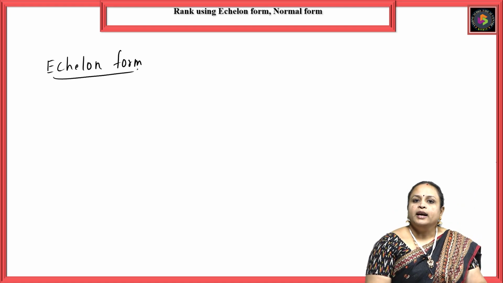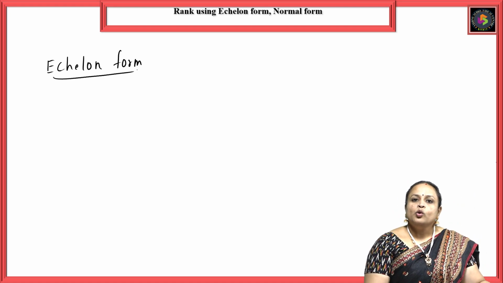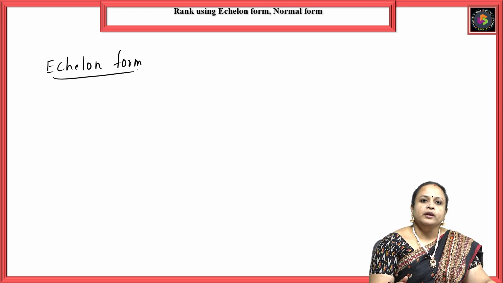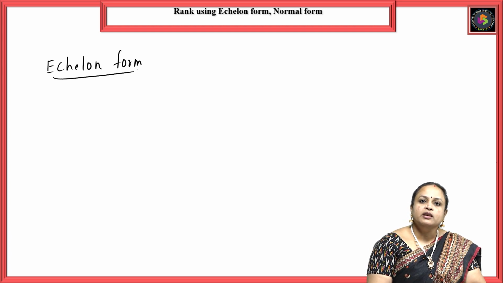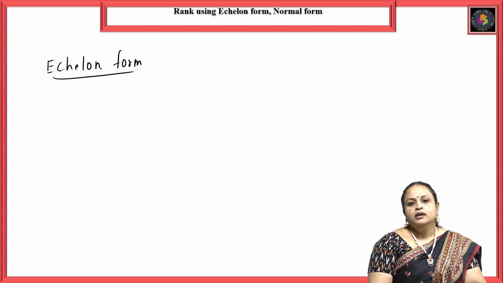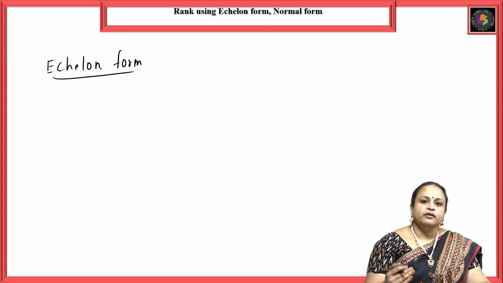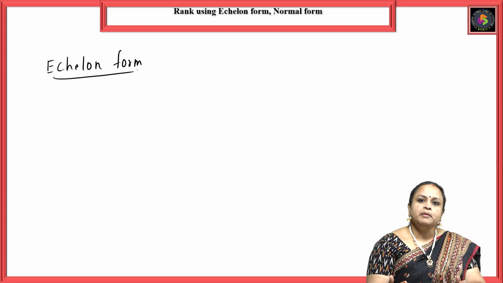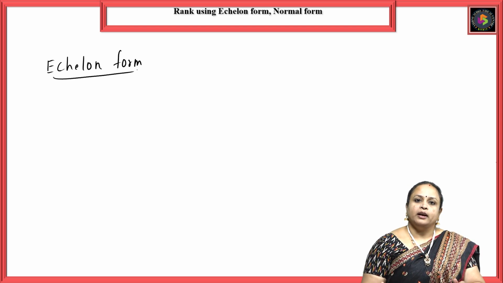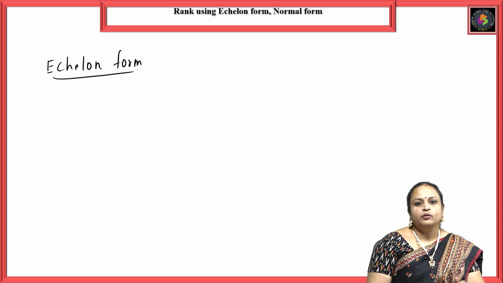Echelon form is also called row form, in which you can find the rank of a matrix. In echelon form, we mostly find the rank of a matrix using row operations, that is, with the help of rows we can determine the rank. Whenever you are given a square matrix or any matrix, we have to bring it into echelon form using elementary row operations.